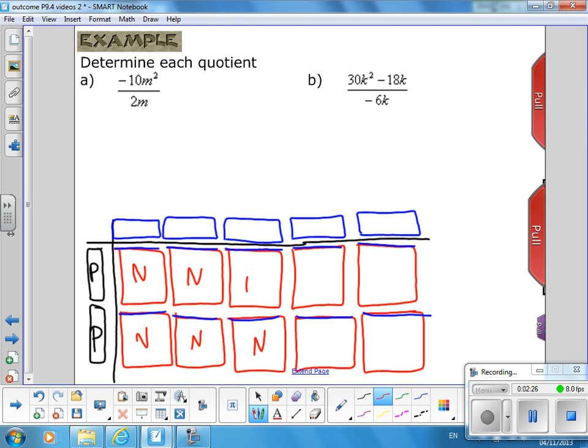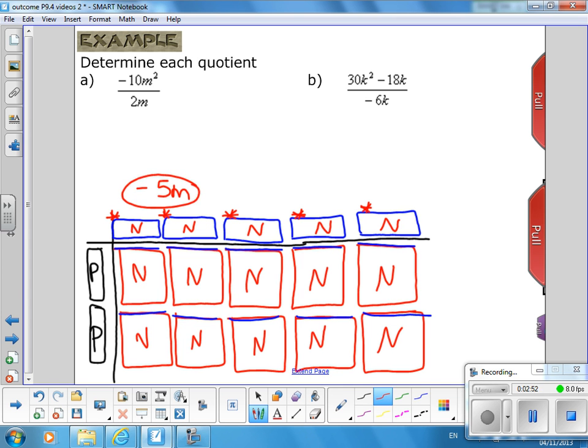The only way that you can have one side being positive and the answer being negative is if the other part was also negative, because a positive times a negative will give us a negative. So what we can look at here is that we have 5 negative m tiles. That's our answer when we divide negative 10m squared by 2m. We get negative 5m.